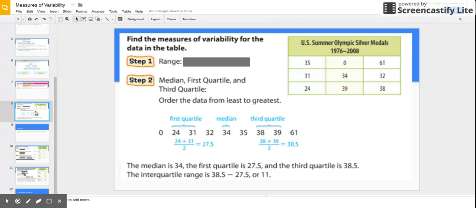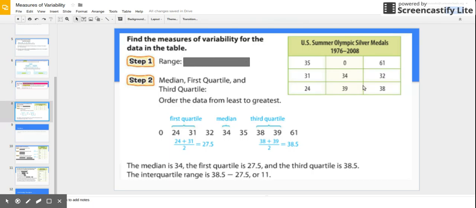Let's look at an example. Find the measures of variability for the data in the table. Now, when you have directions that say find the measures of variability, you have to find the range, the median, the first quartile, and the third quartile. You have to find all of that and the interquartile range. All of this is what I'm looking for when I'm asking you to find the measures of variability.